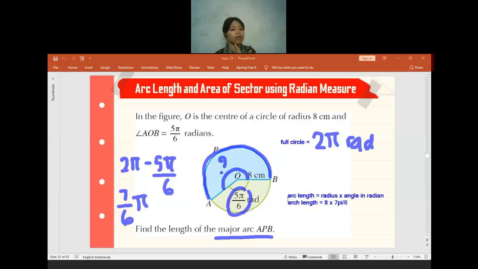Is there anyone who is confused with my handwriting? 8 times 7 pi divided by 6. You can simplify the 8 and 6, cancel them by dividing by 2. So it can be 28 pi divided by 3. If it is in terms of pi, you keep it in terms of pi.